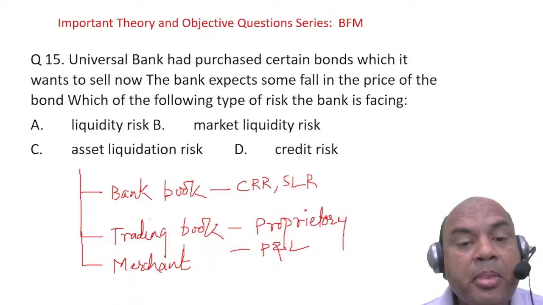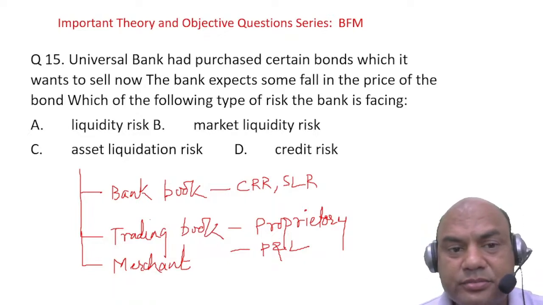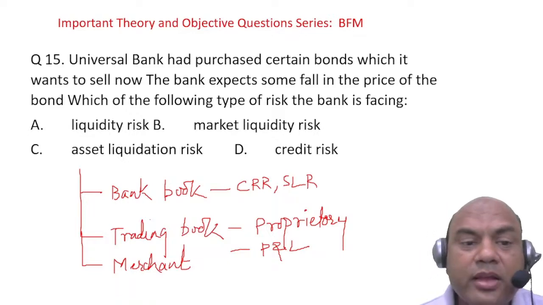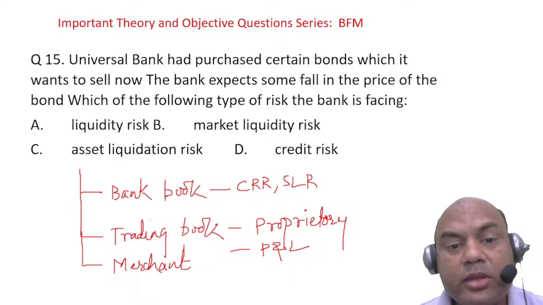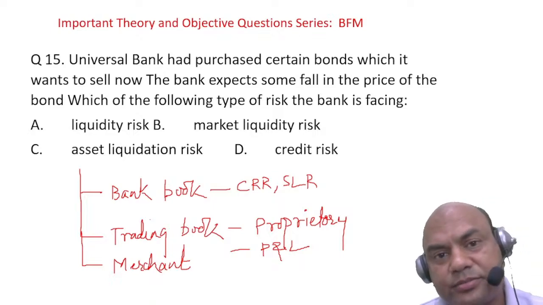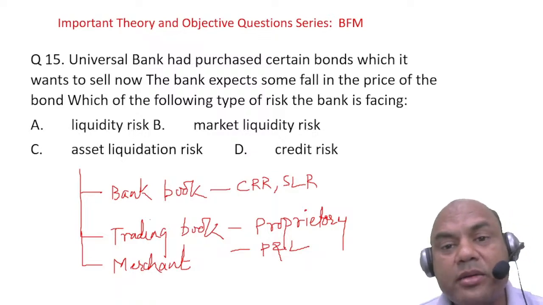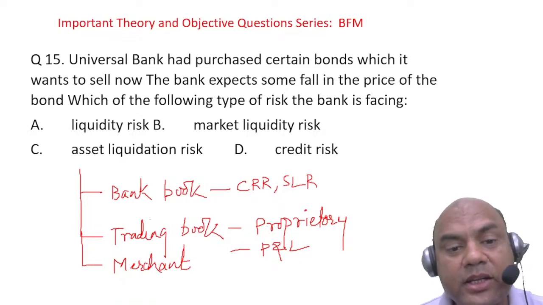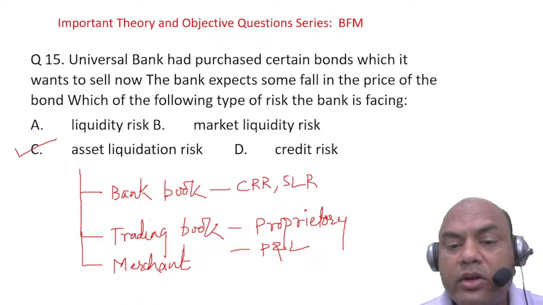What about C? Asset liquidation risk. Yeah, that can be the point. Why? Asset liquidation means what? Specifically for my asset. What is my asset? The bond. Bond is also an asset which I have purchased. So in this asset liquidation, I'm trying to sell it, but it is getting sold at a lower price. That is known as the asset liquidation risk. So C is the answer. But what about D? Why not D?